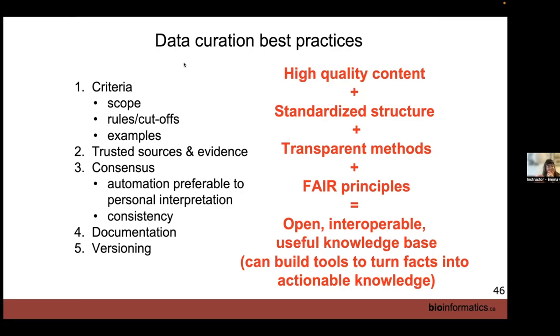And the fifth best practice is versioning. Your criteria and practices and data will change over time. It's really important to make sure that you version control your documentation, your data sets, your databases, basically just like you would do for software and analyses and everything else that you would do in public health and infectious disease genomic epidemiology. So if you follow these best practices for curation, you've really set up a quality control framework that will contribute to high quality data, standardized data structures, transparent methods, and the implementation of FAIR principles that will result in open, interoperable, and reusable data that can be effectively turned into action to help prevent and reduce the spread and impact of infectious disease.